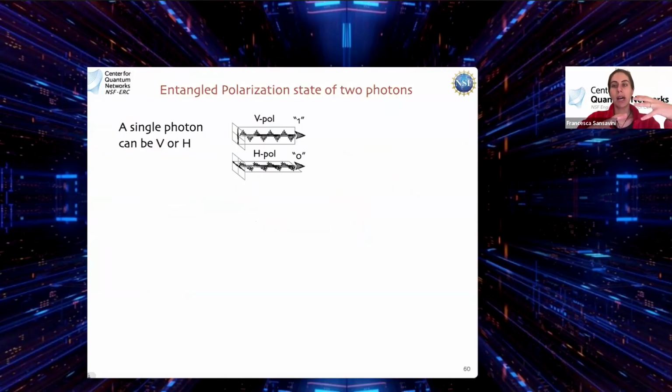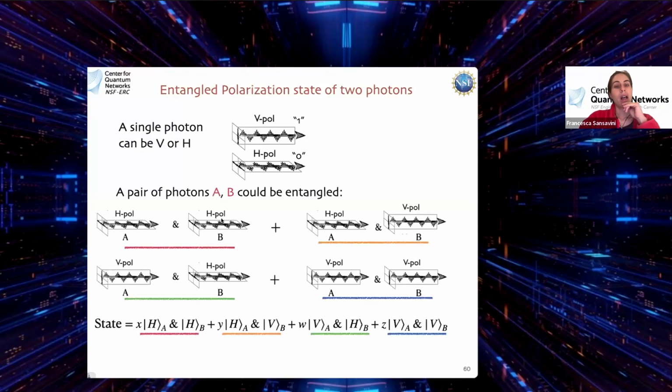Okay, so this is kind of the switches picture. Now let's try to move on to photons and see what entangled states are when we use photons, and especially photon polarization. Mike has explained to you what polarization is. We typically associate the 0 logical state to the horizontal polarization, and the 1 logical state to the vertical polarization. And now a pair of photons A and B can be entangled. In this case, the state will look like you see here on the slide.